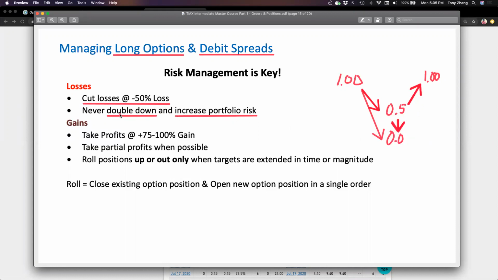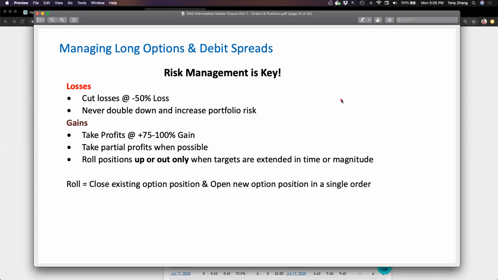So for that reason, you generally never want to double down and increase your portfolio risk. Now, on the flip side, on an option that you bought for $1, if it starts to go in your favor, and again, this applies for most strategies that you pay a debit for, if it starts to reach $1.75 to $2, so about a 75 to 100% increase in the option price, then it's time to start taking profits. Now, you don't have to take all the profits off the table at this point. You can take what we call partial profits.